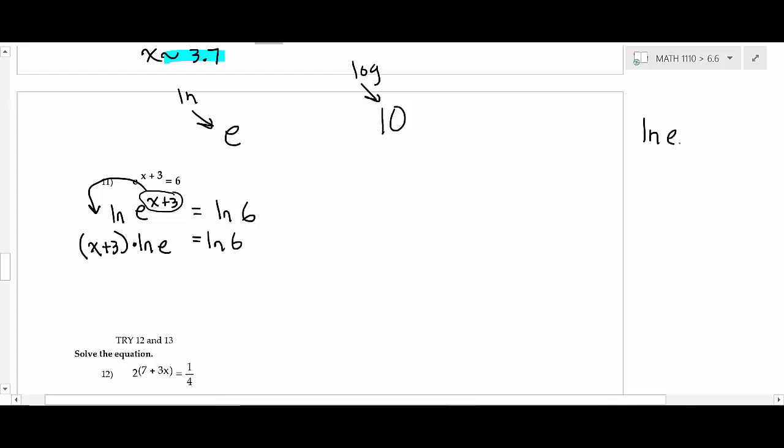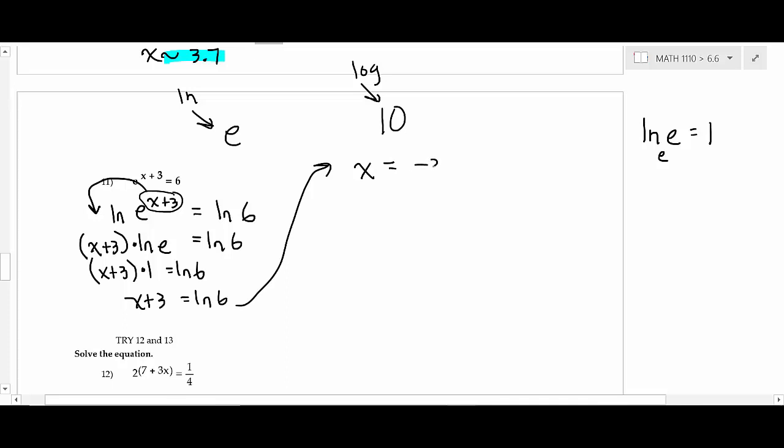Okay, this is going to pop up so much you want to know it. What is ln of e? It's 1, because e to the first is e. Okay, so that's going to become 1, so you're going to have x plus 3 times 1 equals ln of 6. So that's x plus 3 equals ln of 6 like that. Okay, now what we want to do with this is subtract 3 from both sides. The best way to write your answer would be x equals negative 3 plus ln of 6.